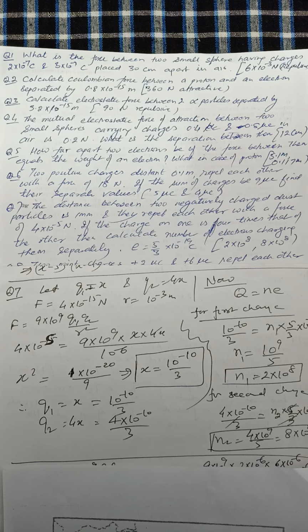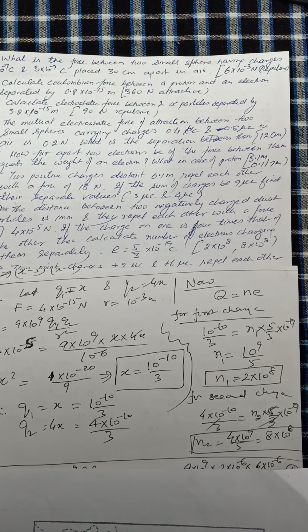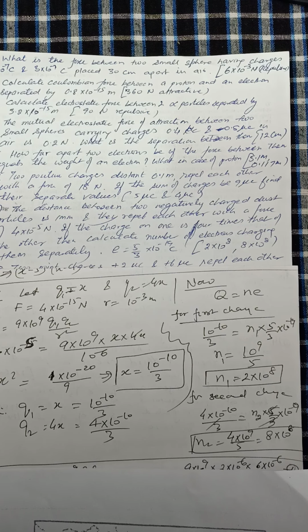Now the value of first charge we calculate, 10^-10 upon 3, and the second charge is 4x, which is 4 × 10^-10 upon 3. But in the question, they are not asking about the charges, they are asking about the number of electrons. So applying the quantization principle, that charge is a whole number multiple of charge of electron, q equals ne. For the first charge, 10^-10 upon 3 equals n1 × e, and the value of e is 5 by 3 × 10^-19. So n1 is 10^9 upon 5, it becomes 2 × 10^8.